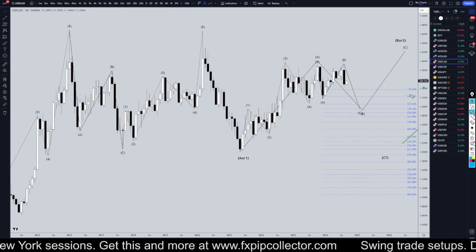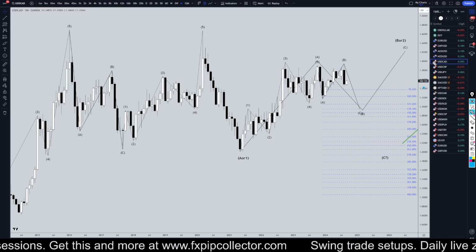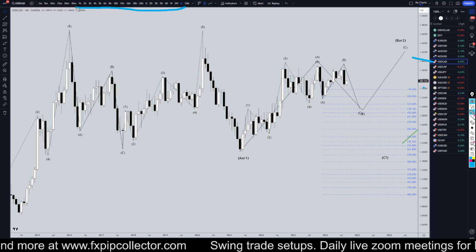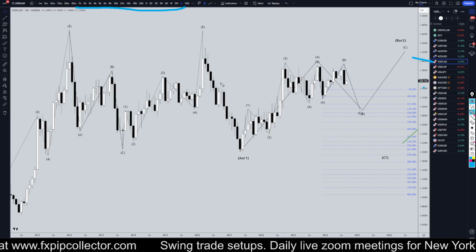Today is Tuesday, September 10th, and I'm going to be analyzing the US dollar Canadian, starting on the monthly, working my way all the way down to the 1 hour time frame for the full top-down analysis.